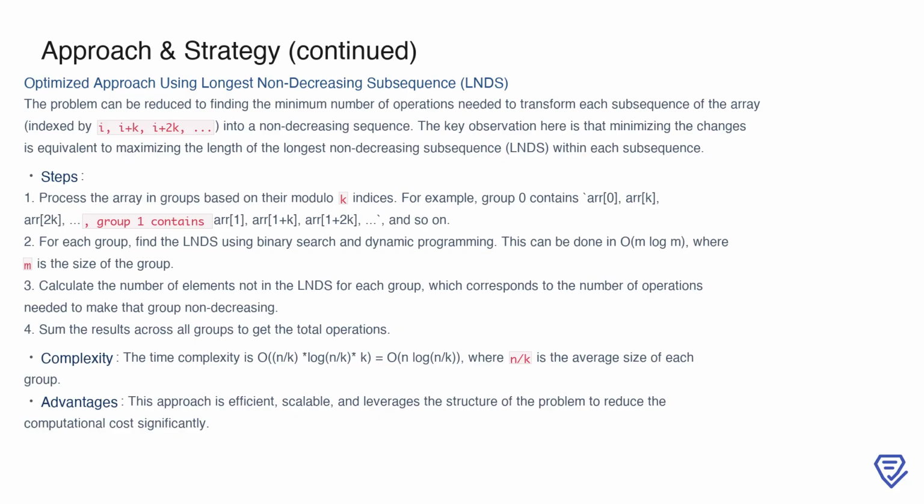For each group, we compute the LNDS efficiently using binary search combined with dynamic programming, which operates in m log m, where m is the group size. The difference between the total elements in the group and its LNDS length gives the number of modifications needed for that group. Summing these results across all groups yields the total number of operations for the entire array. With a time complexity of n log n/k, this approach is both efficient and scalable.